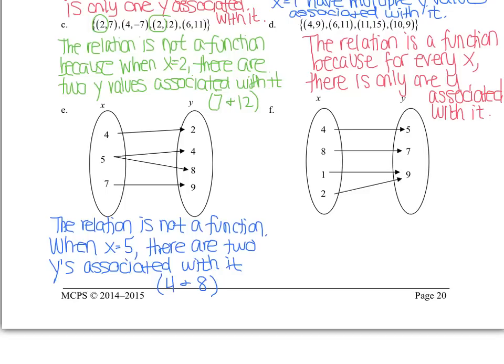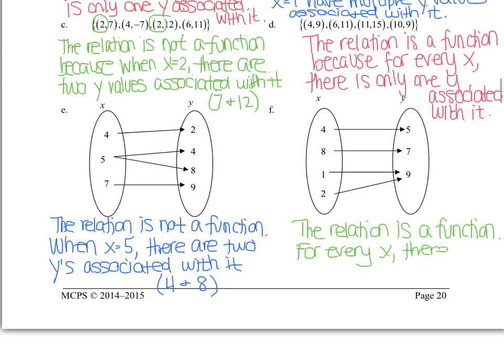Finally, we have part F, and we can see that the relation is a function. For every x, there is only one y associated with it.